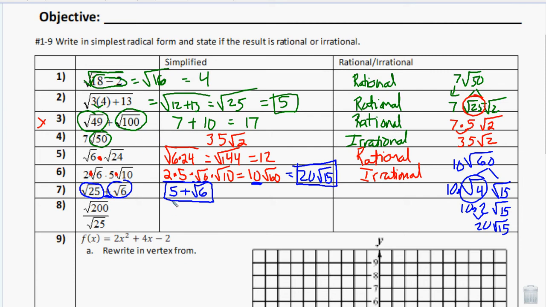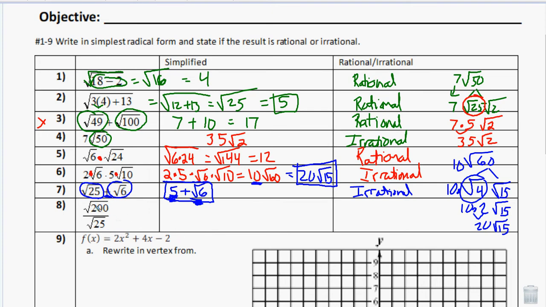So when you add a rational number to an irrational number, your answer is always irrational. And again, you can check that on your calculator. You would see the decimal version can't be changed to a fraction.